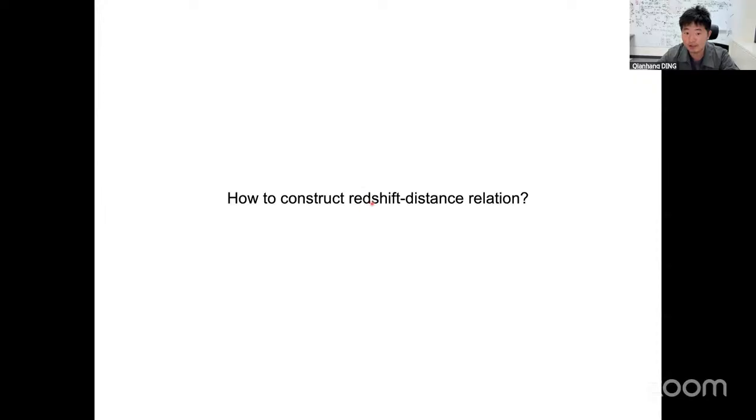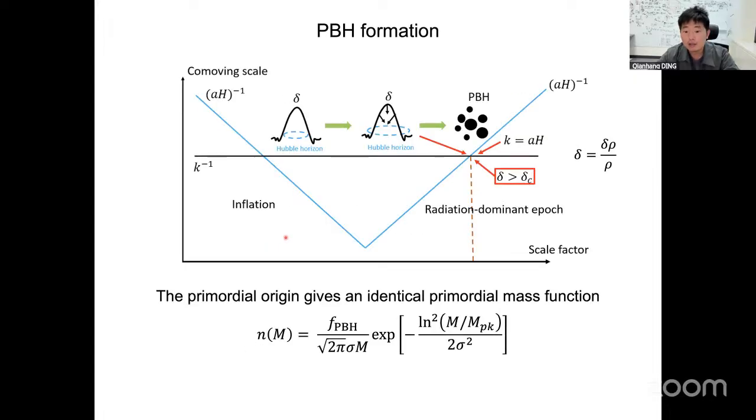So the key point is to construct a redshift distance relation. And to do so, a very important property of PBH is the key point. That is a statistical property of PBH. For example, when PBH was formed from the primordial quantum fluctuation, when it goes outside the horizon and re-enters the horizon, the PBH follows a unique mass function, a mass distribution.